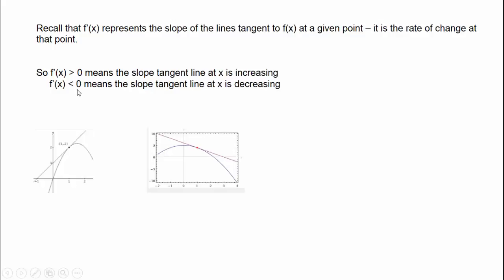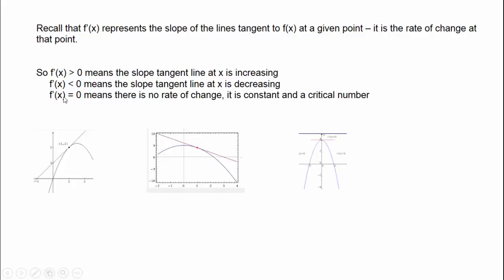F prime of x less than 0 means the slope of the tangent line at x is negative. And so, like this picture here, we have a negative slope. And if you look at the graph underneath, it is in fact decreasing. It's on a decline. And f prime of x equals 0 means that there is no rate of change. It's constant. And we call those a critical number, like this one right here, which appears to be a relative maximum.